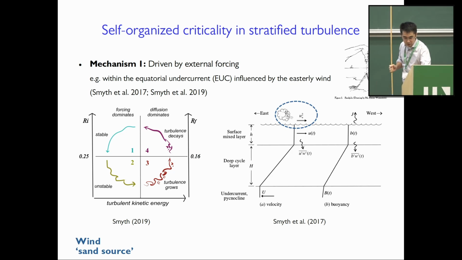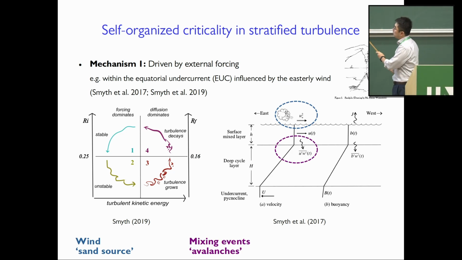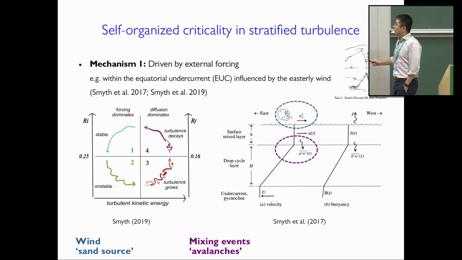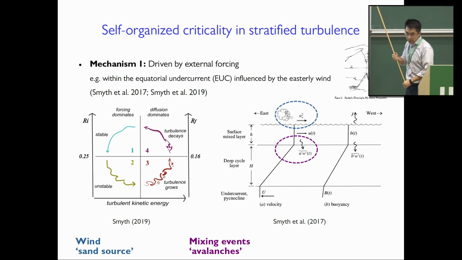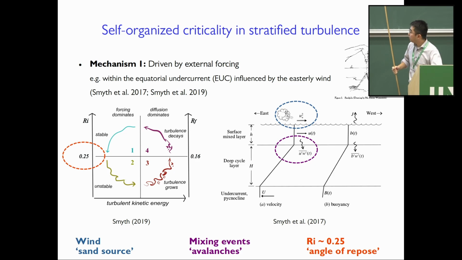And your mixing events, right? So your Reynolds stress or buoyancy flux correspond to the avalanches, right? So you got some events that will bring you from stable to unstable. Okay, so you see the correspondence here, and the angle of repose here is just the critical state of Richardson number one quarter. So you see the nice story right here, right? Everything has its counterparts. Okay, so this is the first mechanism of SOC, and it depends on forcing.